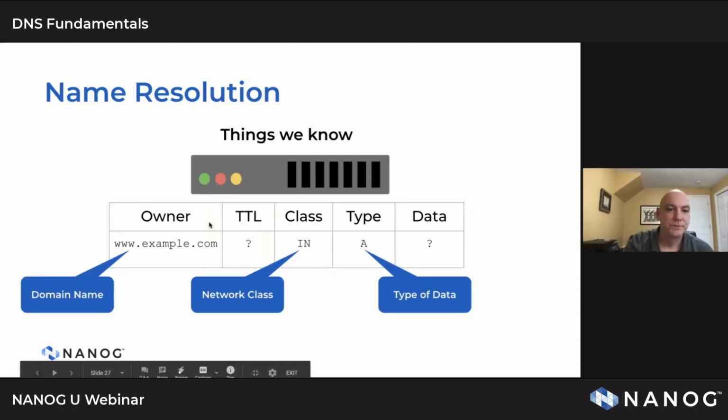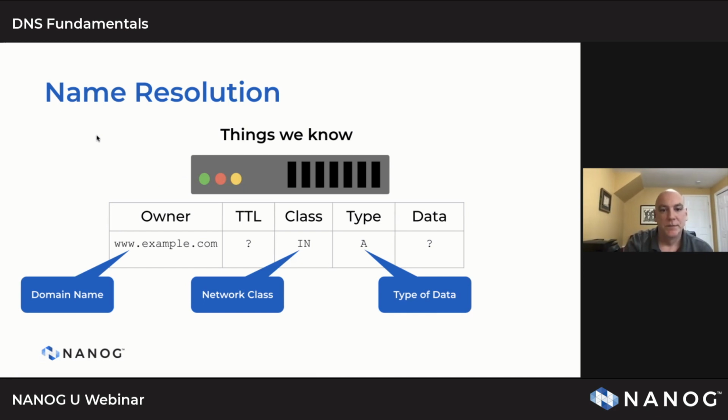So name resolution. Back to this whole idea that all DNS has these 5 things. Here the owner in this example is the domain name, so we're looking up example.com. We're looking up the internet class, and we're looking up the type of data. Very importantly, these are the things we know as the client. Okay, I want to go to this website, and so DNS wise, I need to look up this information so that my machine knows what IP address we need to go to.